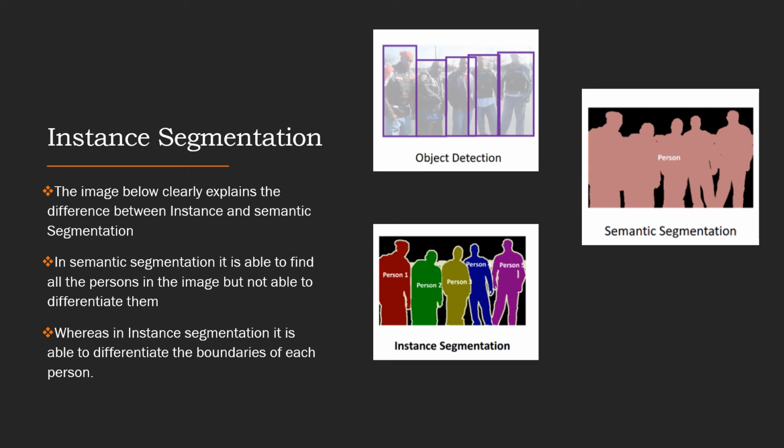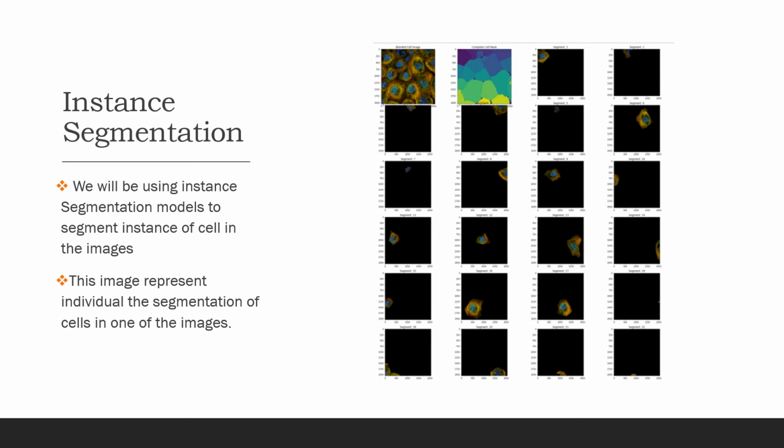So here in this second image, we can detect the persons. We can differentiate the persons and the background, but we are not able to specifically detect each and every person. This is called semantic segmentation. Whereas in the third image, you can see that each and every person can be specifically detected. This is an example of instance segmentation. So for our project, we'll be using instance segmentation.